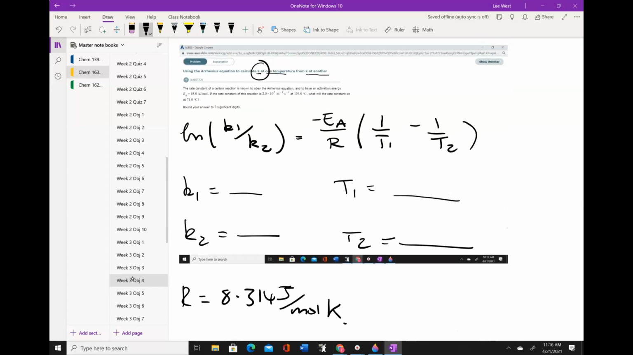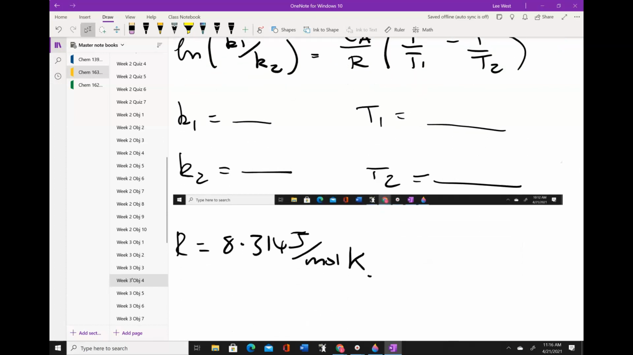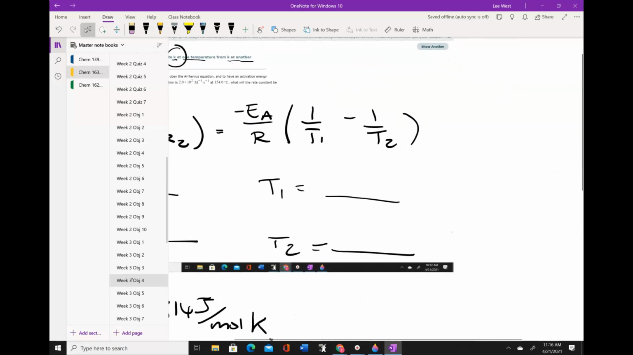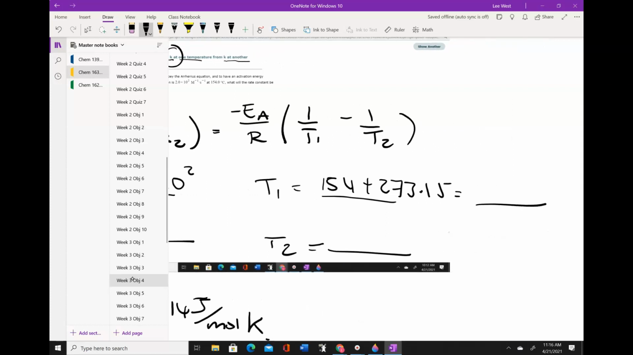Okay, so the rate constant of a certain reaction is known to obey the Arrhenius equation. Well, that's convenient, and to have an activation energy of 63 kilojoules per mole. So let's write that down. EA equals 63 times 10 to the 3 joules per mole. I just replaced the kilo with times 10 to the 3. Okay. And the rate constant of this reaction is 2 by 10 to the 2, so 200, right? 2 by 10 to the 2 at a temperature of 154. So 154 plus 273.15. Let's just calculate that now.